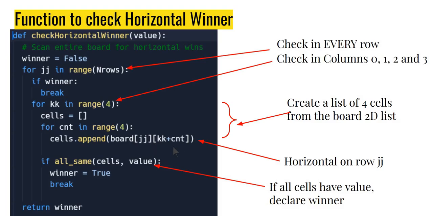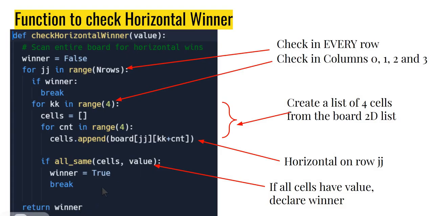along that row. Now, this is very, very important. Notice I'm saying board JJ KK plus CNT, which means JJ is really coming from the outer loop. For a given JJ, I find a given KK. Now, for having found the JJ and KK, then I say board JJ KK plus CNT, which means KK plus 0, KK plus 1, KK plus 2, KK plus 3. Think about it. This is basically a horizontal section on that given row. So now, having formed this list, I just go and check if all the values are equal to this value, in which case we have a winner. Now, obviously, value will be 1, for example, for the player, 2 for the computer. And having done this, I return the winner.